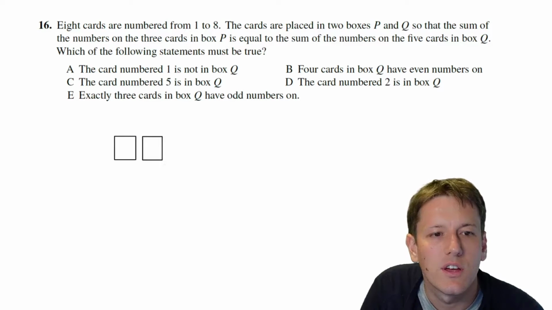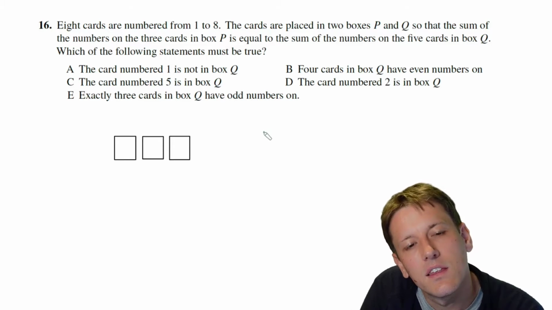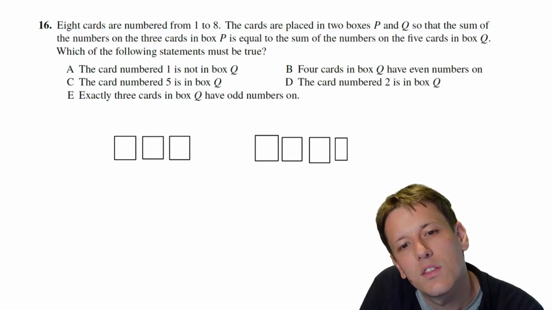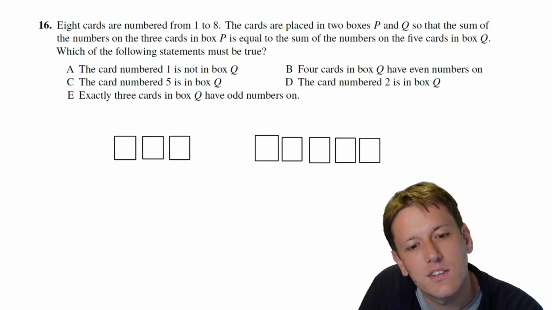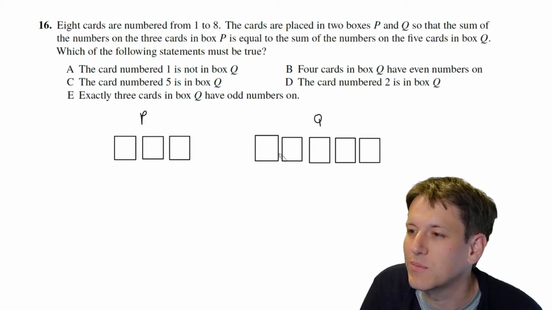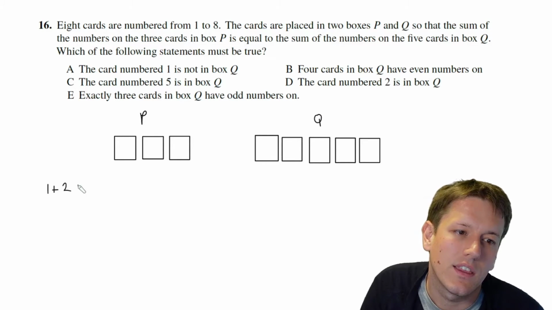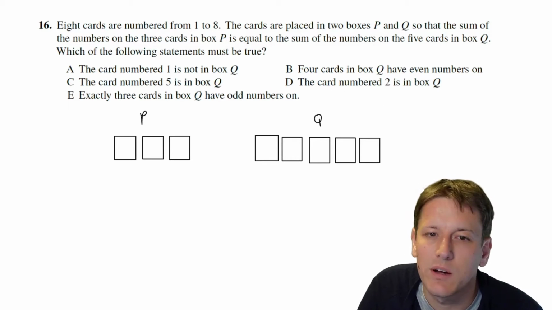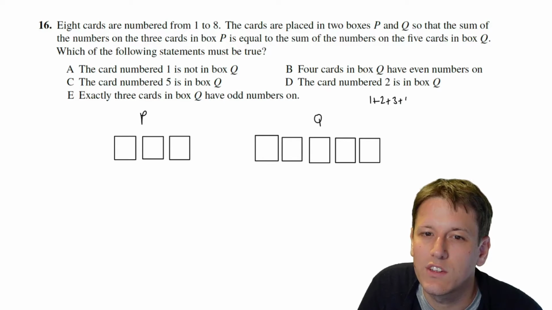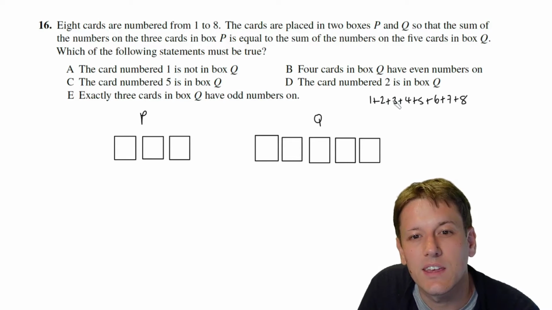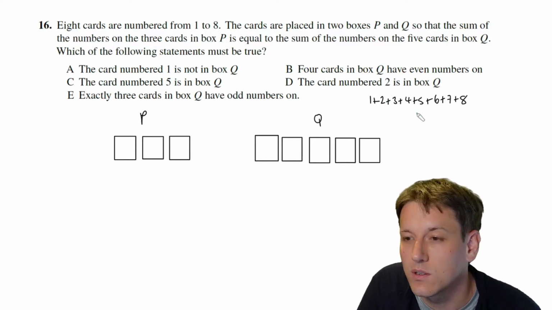Okay, so I've got box P here that has 3 cards in it and box Q that has 5 cards in it, and somewhere between these they've got the numbers 1 to 8 in them. Now, because the totals are the same in both, it makes sense here to think about what the overall total is. 1 plus 2 plus 3 plus 4 plus 5 plus 6 plus 7 plus 8. If you add those together we get 3, 6, 10, 15, 21, 28, 36.